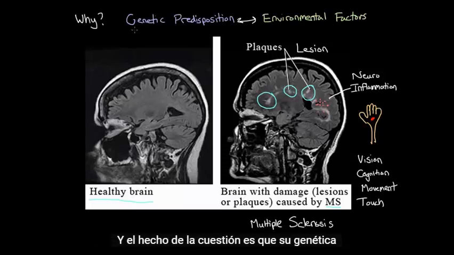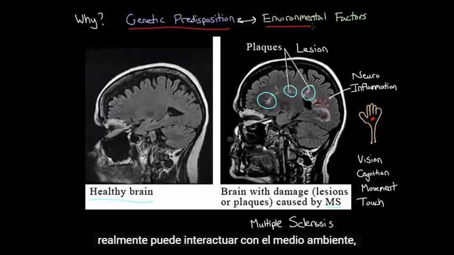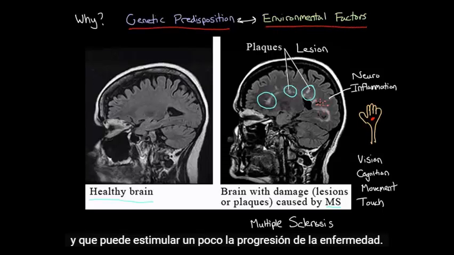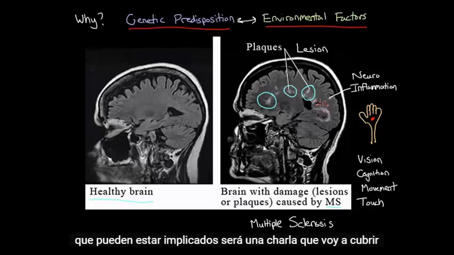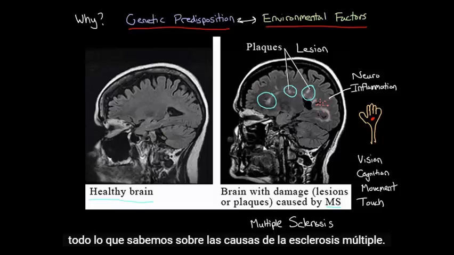And the fact of the matter is that your genetics can really interact with the environment, and that can kind of stimulate the progression of the disease. Now, the exact types of genes that are involved and the exact types of environmental factors that may be involved will be a topic that I'll cover in a later video. But for now, this is really all that we know about the causes of multiple sclerosis.